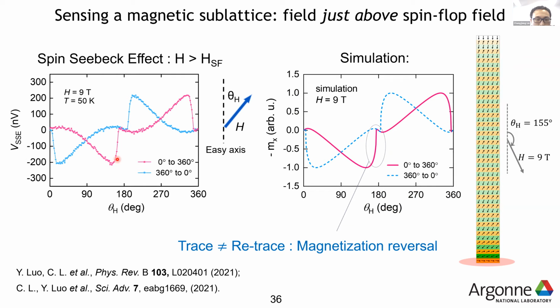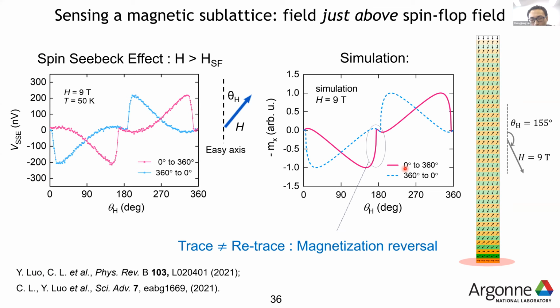For example, showing on this slide, as we rotate the magnetic field in the clockwise direction, we see the behavior shown in the red dots. However, once we rotate back, we see a hysteretic behavior. Basically, the response is different than the clockwise rotation. And we found that this behavior can also be modeled using the micromagnetic simulation. This is because of a spin flop condition, and this 9 Tesla field is higher than the spin flop transition field. Because of this, there's a hysteretic behavior in the Néel axis in response to the rotation of the magnetic field.